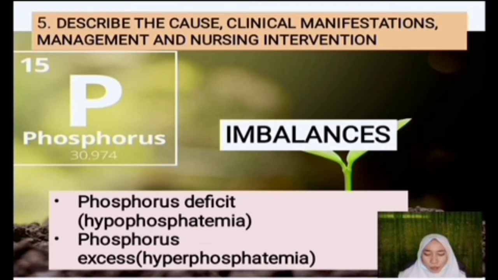So when we say phosphorus, it is a critical constituent to all body tissues, and it is essential to our muscles and red blood cells. In our body, about 85% of phosphorus is located in our bones and teeth, 14% in our soft tissue, and less than 1% in the ECF. The normal serum level in our body is 2.5 to 4.5 milligrams per deciliter. When the phosphorus in our body decreases, that is called phosphorus deficit. When it increases, it is phosphorus excess.